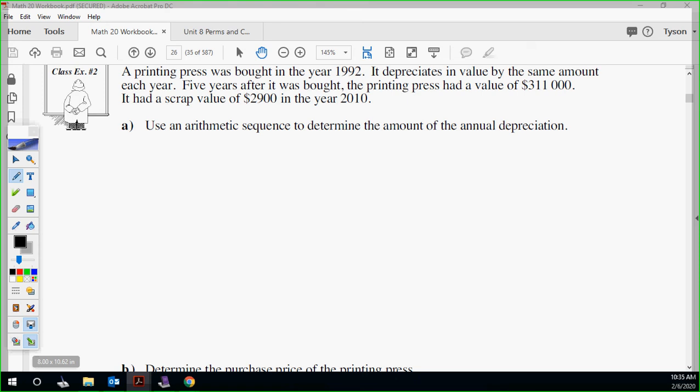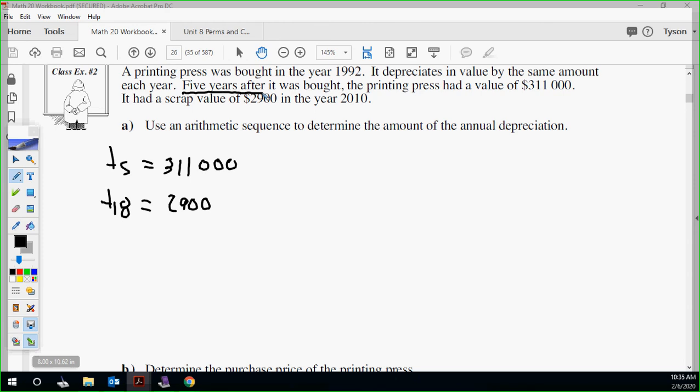So it's important to understand here, do we know what it was bought for? No, we know the 5th year and we know 2010, so that looks like the 18th year. So what to understand is T5 is 311,000 and T18 is 2,900. Now, since I put it this way, what do my terms represent? When I say T5, is that after 5 years or before 5 years? See out here? 5 years after.